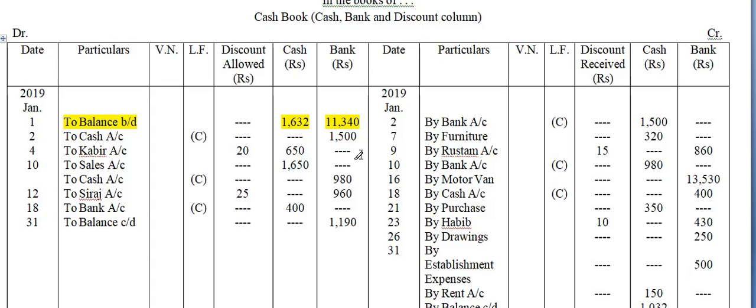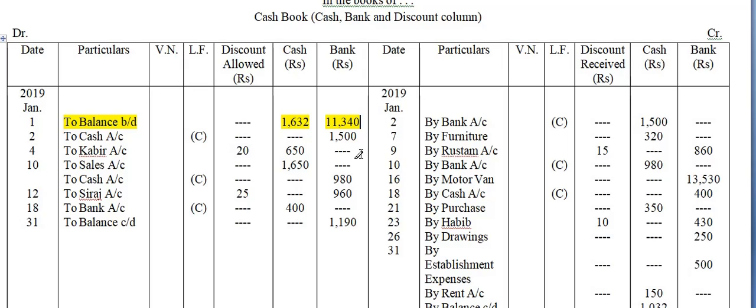Now on 2nd January, deposited into bank, so you are depositing money into the bank, so this is your contra entry. You already know that contra entry is possible only in case of double column cash book, and only in two cases. Number one, when you deposit money into the bank, and when you withdraw money out of the bank for office use. Only in these two conditions contra entry is possible.